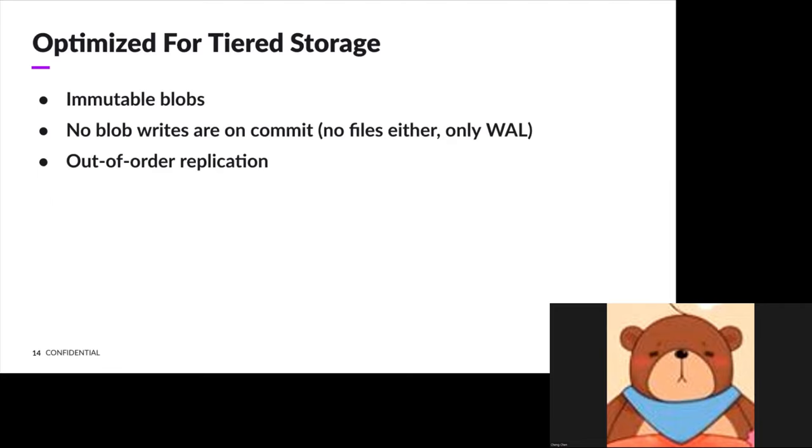It requires effort from all layers in order to support hybrid workloads with good performance. I will briefly mention the optimizations we do for the storage layer, but I'm not going to go deep into this. Our design is optimized for tiered storage. All blobs are immutable so that we don't need to change a blob in S3, which can be slow. The flusher and merger run in the background, and there are no blob writes on commit. It only writes to the write ahead log. Our storage also allows for out of order replication. This allows small transactions to be committed without waiting for big transactions.